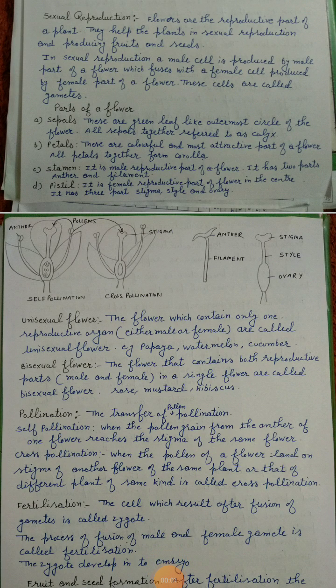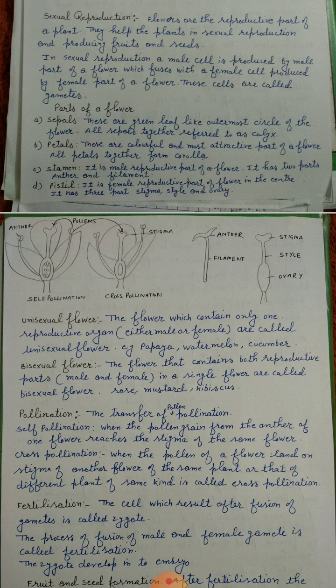Hello students, as we were talking about reproduction in plants, in the last video I discussed asexual reproduction with you. Today we will talk about sexual reproduction. So what is sexual reproduction? Sexual reproduction is defined as a mode of reproduction in which fusion of gametes takes place and two parents are involved. And here we will talk about sexual reproduction in plants.